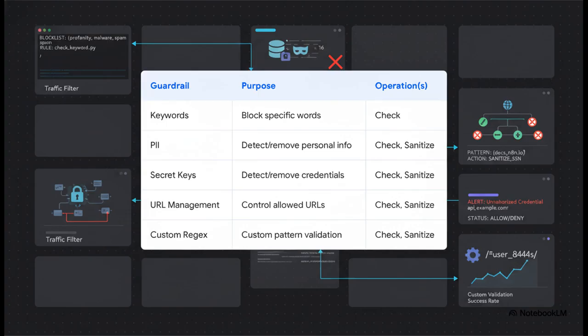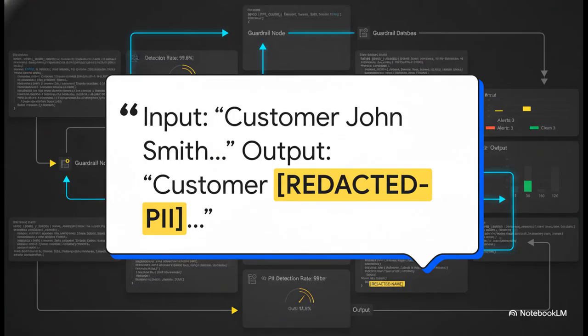They are used to detect or remove personally identifiable information, credentials, control URL access, and apply custom validation rules via regular expressions. In Sanitize mode, the PII guardrail identifies multiple entity types, such as names, dates of birth, and credit card numbers, and replaces them with a redacted placeholder.